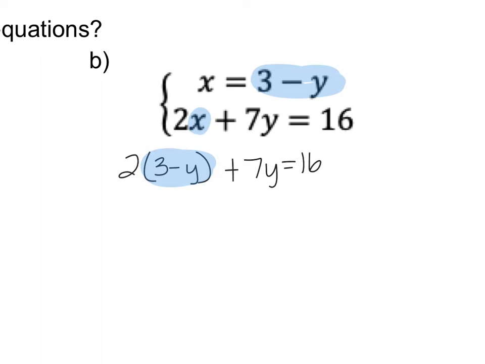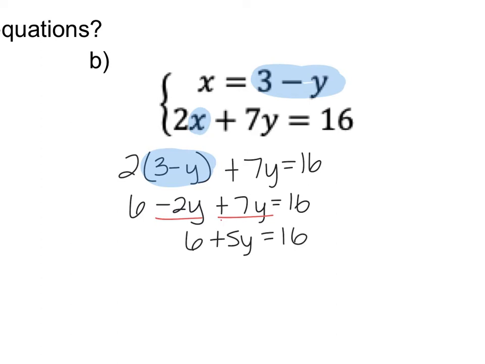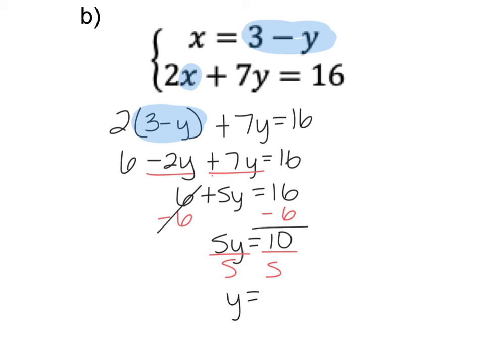All right, now we're ready to distribute because we have an equation with just y's in it. So we have 2 times 3 would be 6. 2 times -y is -2y plus 7y equals 16. Okay, going to combine like terms. So I have -2y plus 7y would be positive 5y. Going to bring down everything else. Subtract 6. Those cancel. I have 5y equals 10. Divide by 5. So y equals 2.